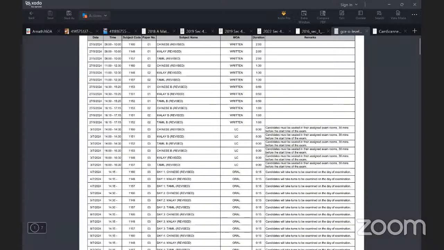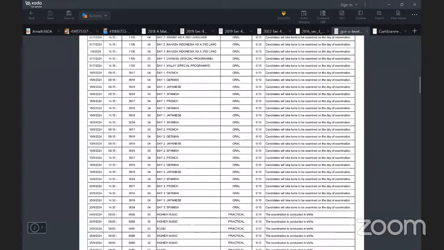Now, this is the complete O-level schedule. Most people don't see this because you have your own personal schedule already. However, that personal schedule is only delivered to you close to prelim. Now, let me show you something.